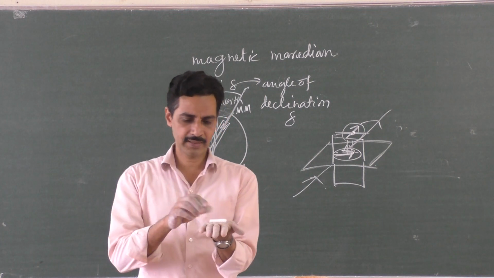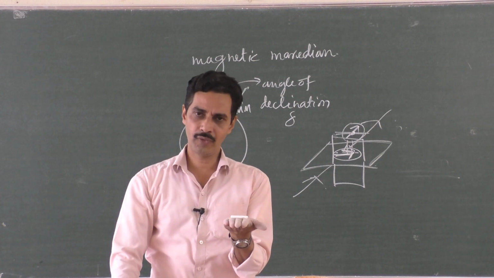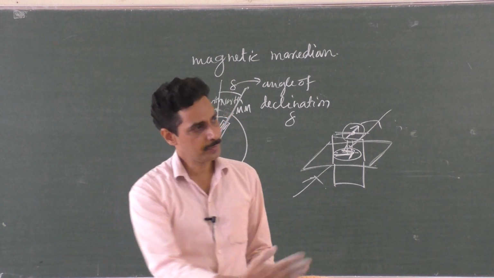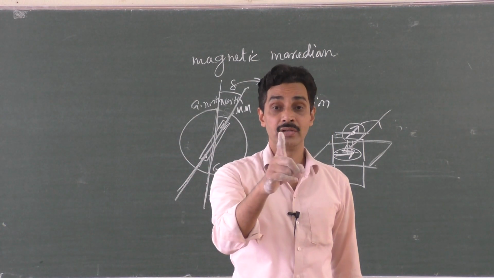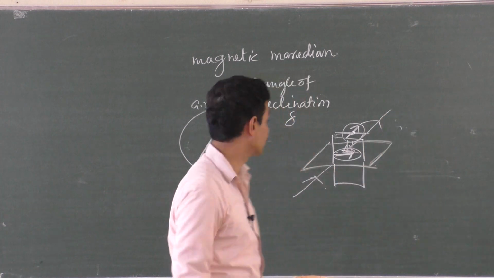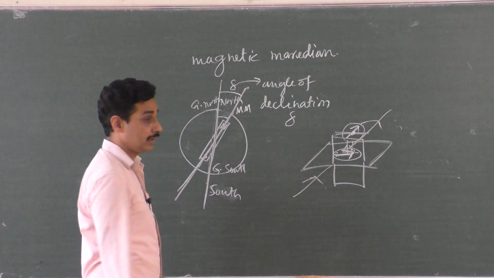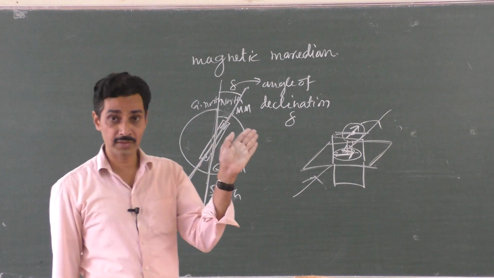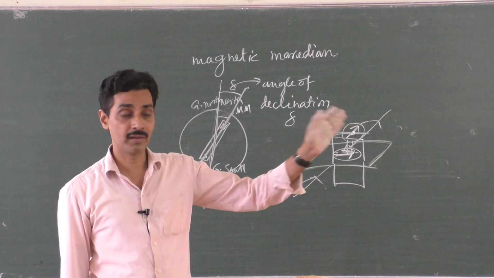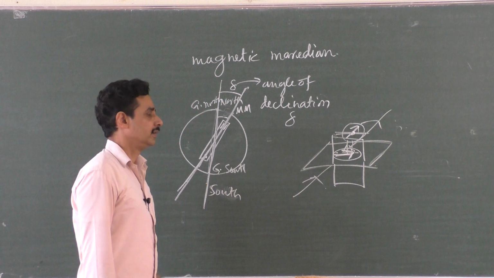So if a freely suspended magnet stands like this, if you build a wall like this, that is called magnetic meridian. Keep on building it. You don't reach geographic north. You will reach magnetic north. Right? And if you exactly see the north and south poles of the earth and keep on building a wall, then you will reach here. That is, they make an angle.